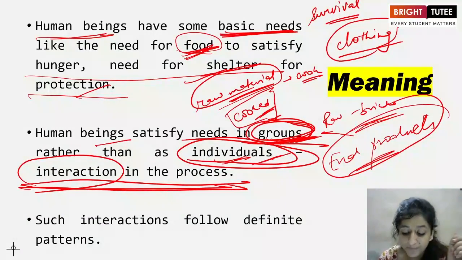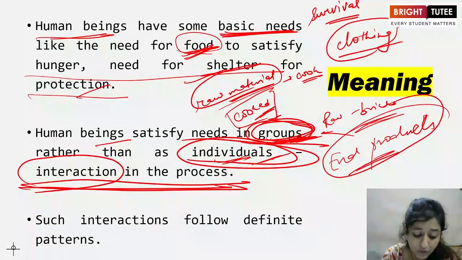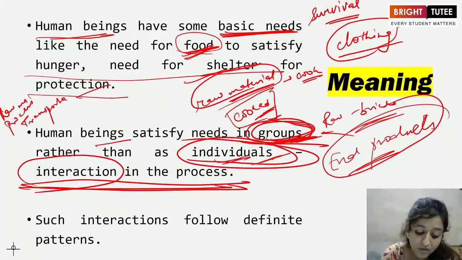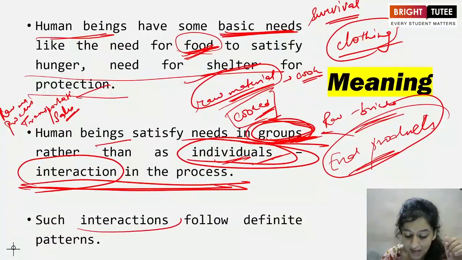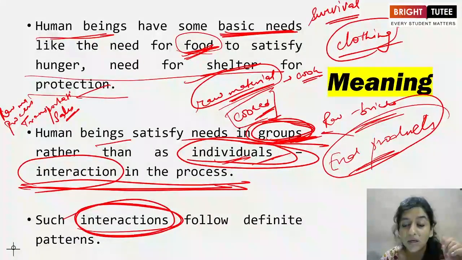You have the requirement of the raw material, the requirement of the process, the requirement of the transportation, the requirement of the sales. All of these things are there. It is a structure that works. It is a kind of interaction that people and groups have with one another to finally get that end product, which is one of the basic necessities for you in life.